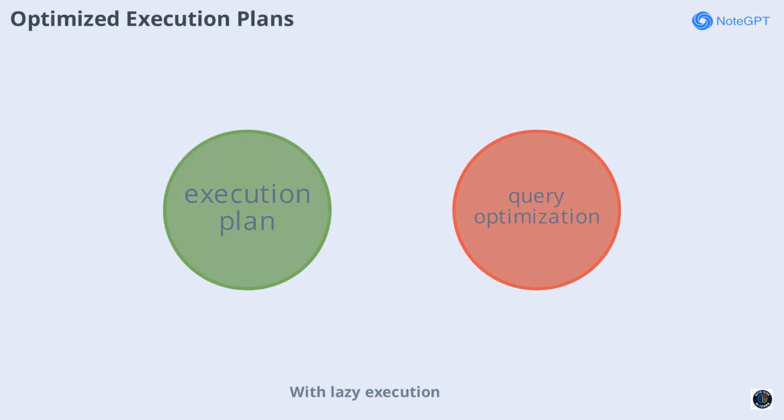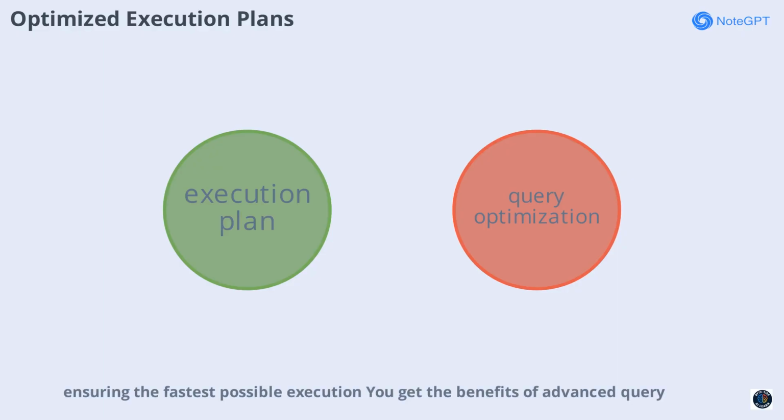With lazy execution, Polars builds an optimized plan before running any operations. This allows the engine to combine, reorder, and eliminate unnecessary steps, ensuring the fastest possible execution. You get the benefits of advanced query optimization without having to manage the details yourself.